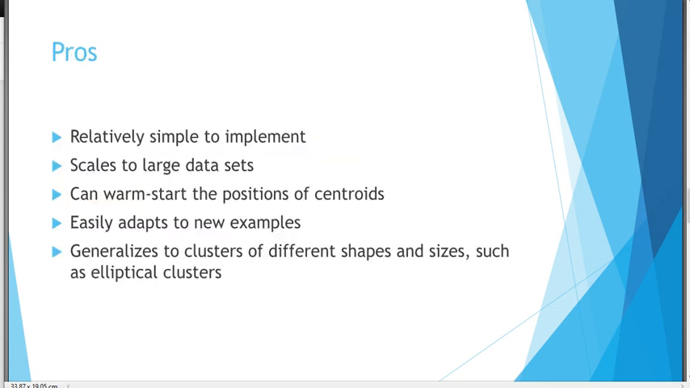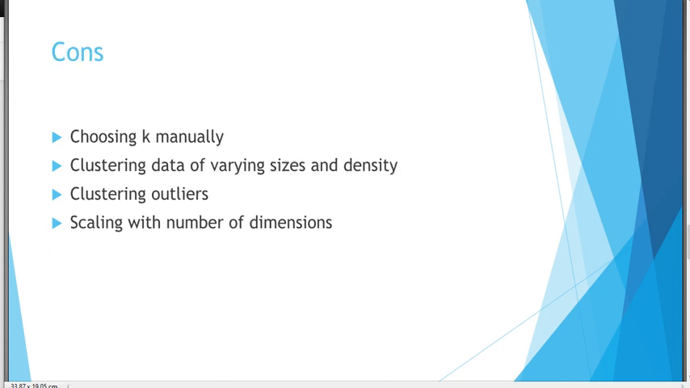So the pros are, it's relatively simple to implement, scales to large data sets, can warm start the position of centroids like we saw before. It's easy to adapt for new examples, and generalizes to clusters of different shapes and sizes, such as elliptical clusters.